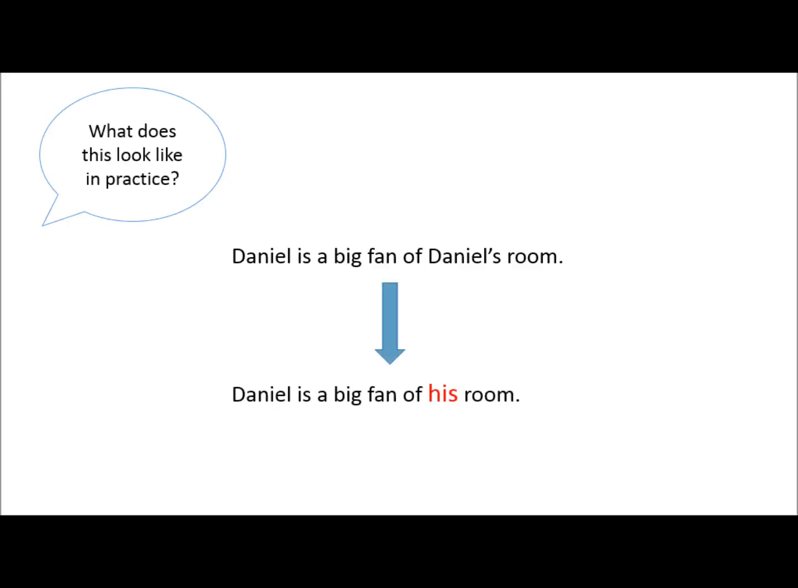What does this look like in practice? Here is an example of a sentence. Daniel is a big fan of Daniel's room. Now this works grammatically, but it feels a little bit clunky to say Daniel's room, and so we can replace Daniel's with the pronoun his to say Daniel is a big fan of his room, and it reads a lot better than the first sentence because we're not having to repeat Daniel, but instead we use the pronoun to point us towards the exact same information.